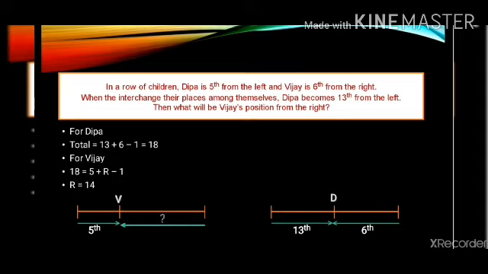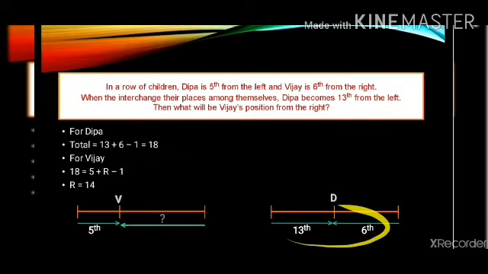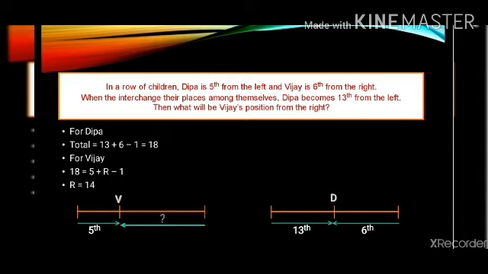Also, one more method is there. Instead of using this whole equation, you can directly say that the sum of the places for Deepa will be equal to the sum of the places for Vijay. So instead of finding the total number of people, you can say 13 plus 6 is equal to 5 plus the place for Vijay.